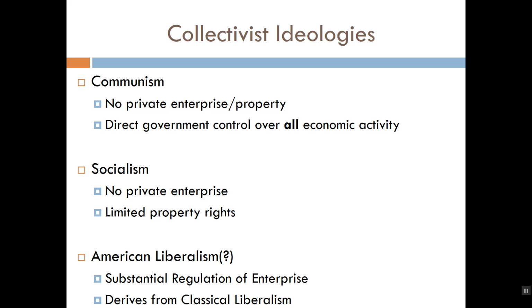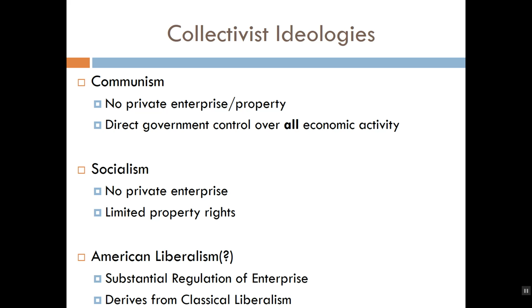All right, one step further to the right, we have American liberalism. And I've thrown a question mark after this term because I've included American liberalism on the list of collectivist left-wing ideologies. And while we can agree that it is moderately left-wing, it's not necessarily clear that American liberalism ought to be categorized as collectivist. It's certainly more individualist than socialism and communism, but it's more collectivist than the right-wing ideologies that we're going to talk about.